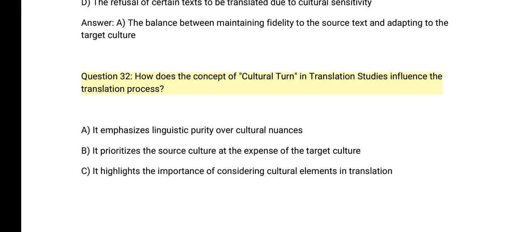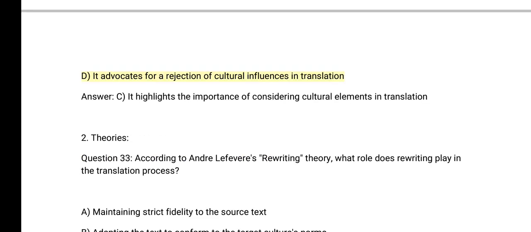Question 32. How does the concept of cultural turn in translation studies influence the translation process? A. It emphasizes linguistic purity over cultural nuances. B. It prioritizes the source culture at the expense of the target culture. C. It highlights the importance of considering cultural elements in translation. D. It advocates for a rejection of cultural influences in translation. Answer. C. It highlights the importance of considering cultural elements in translation.